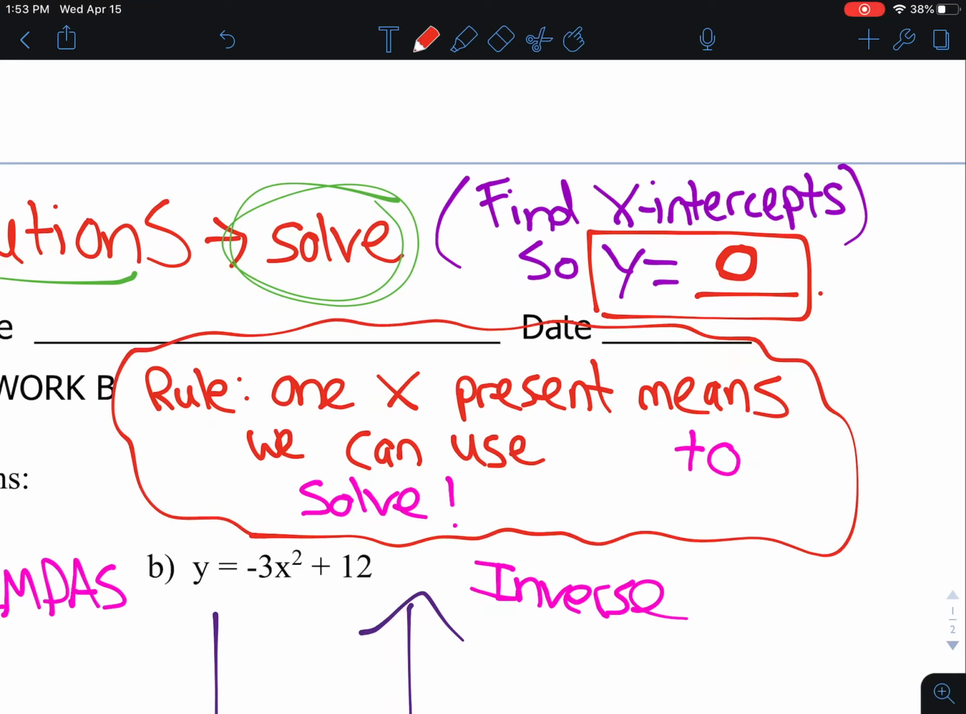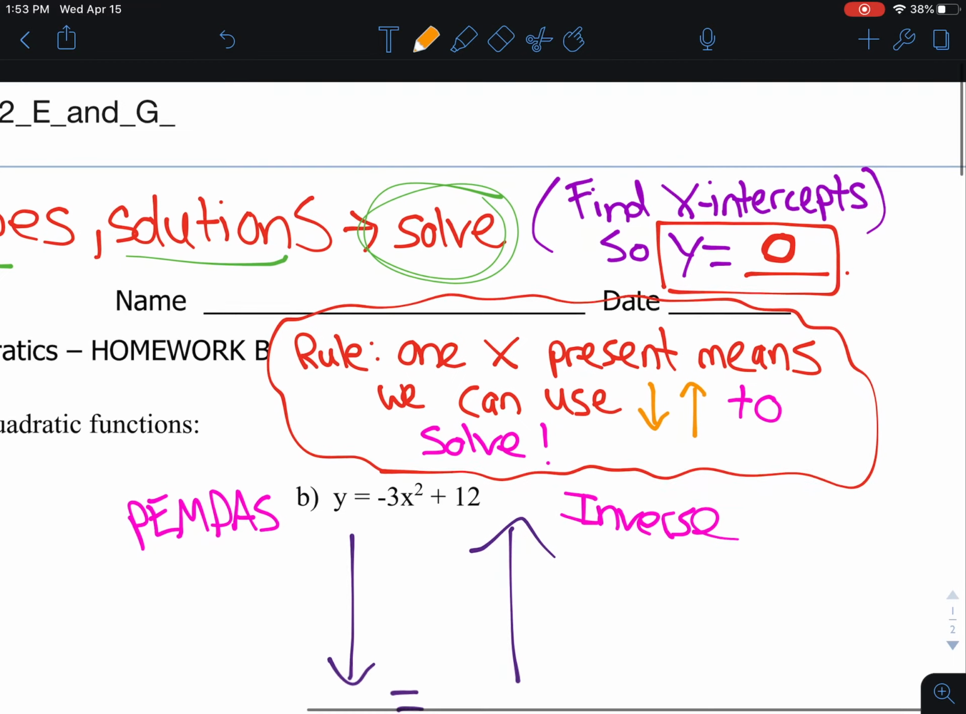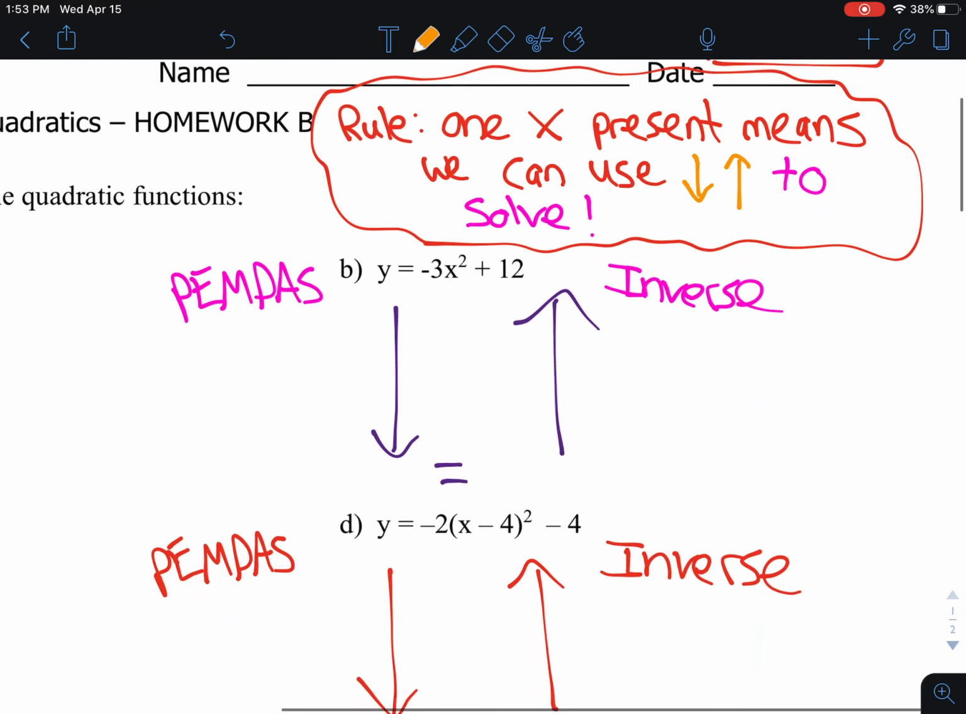We remember this, hopefully. Whenever there's one x present and we're solving, that means we can use our arrows to solve. Or if you want to do the traditional way, that's fine. But I'm going to show you, again, I'm going to be using the chart today. Anyways, I'm going to do B, D with you first.